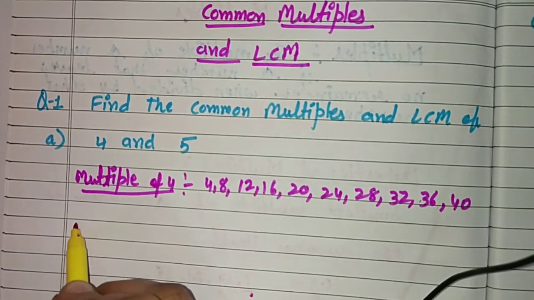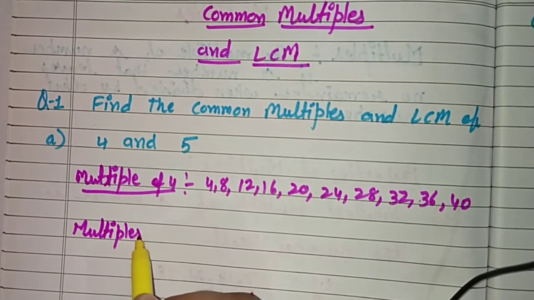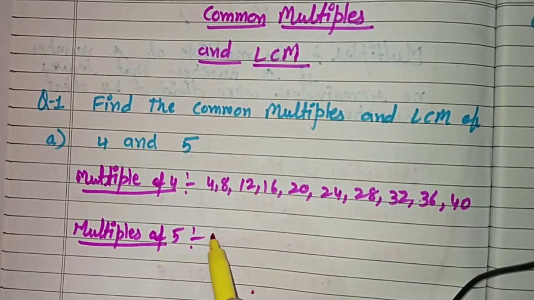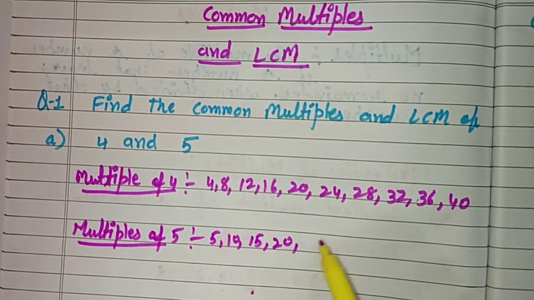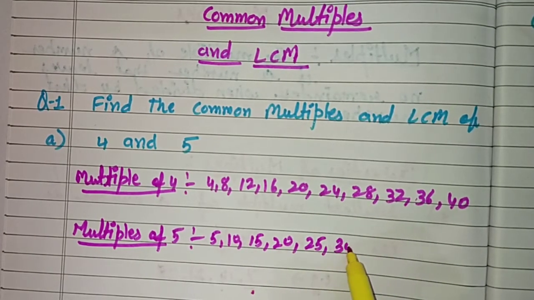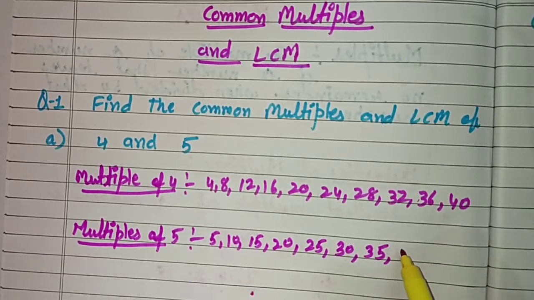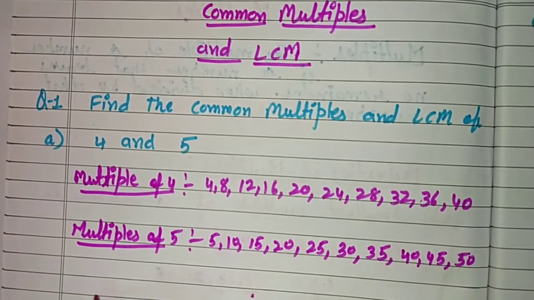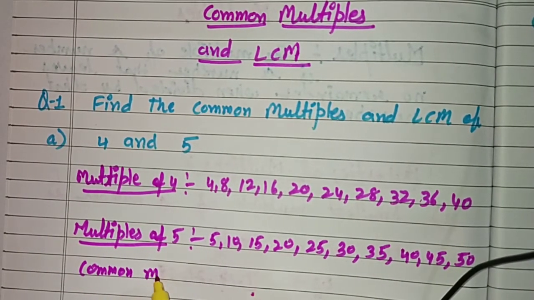Now we are going to write the multiples of 5 in the same manner. 5, 10, 15, 20. Multiple का क्या meaning है? Multiple means, as the name suggests, we need to multiply that number. Okay. 45, 50. Now we are going to find the common multiples जो इन दोनों में आ रहे हैं.